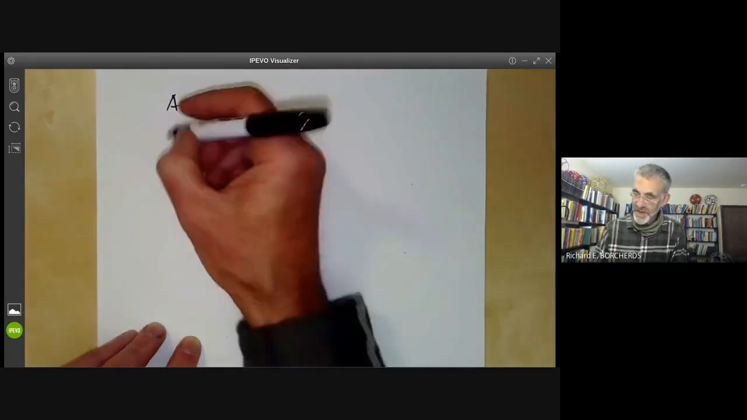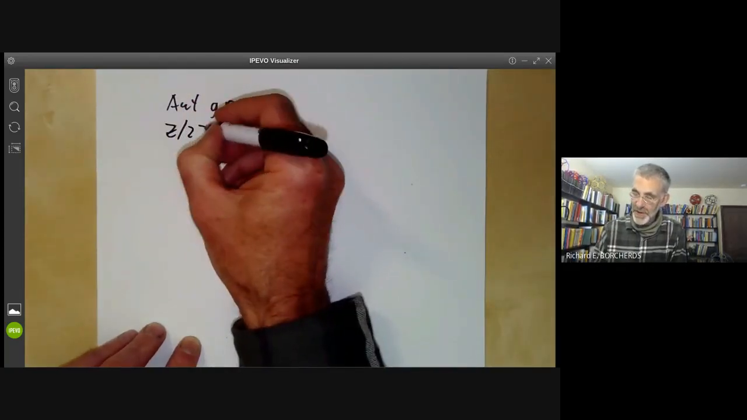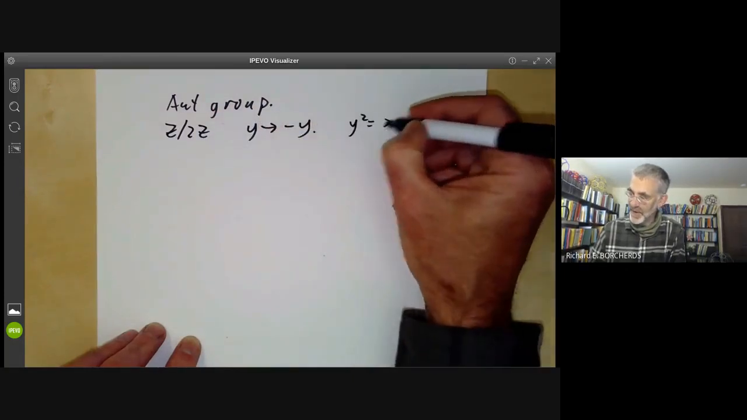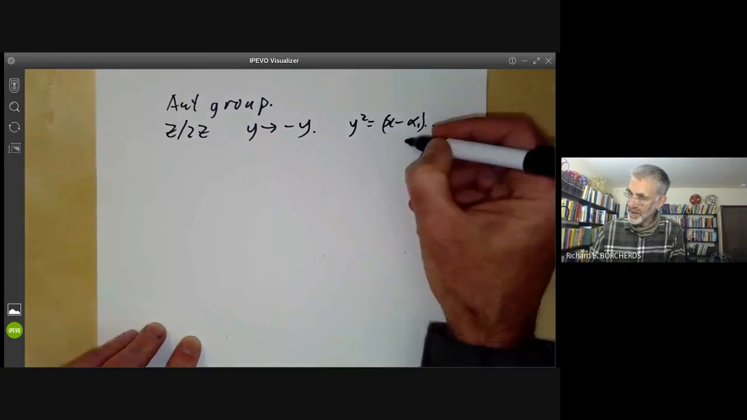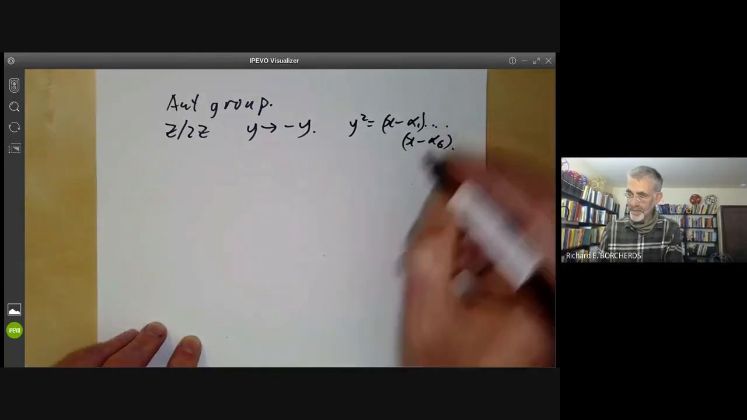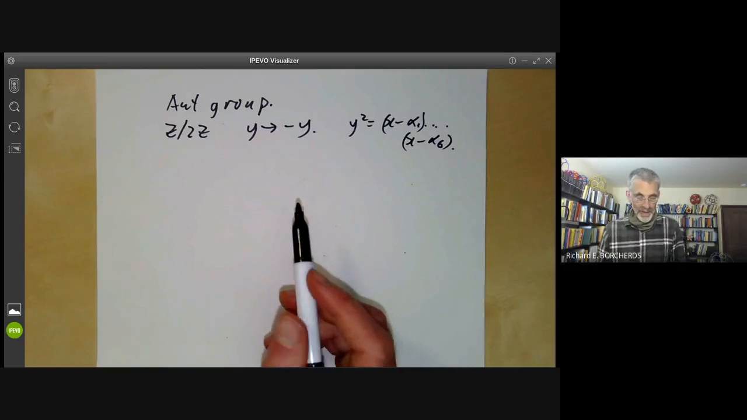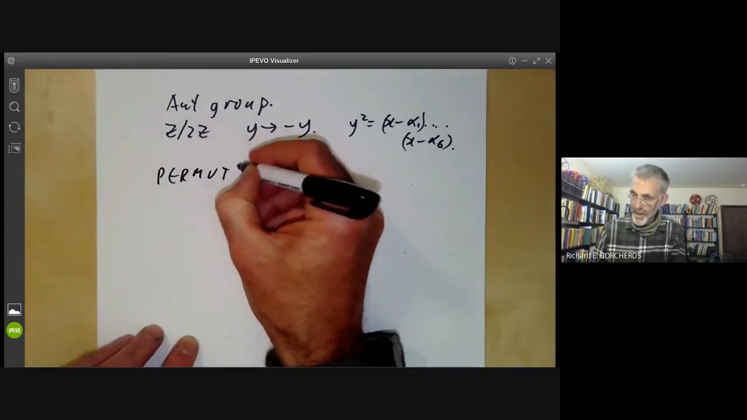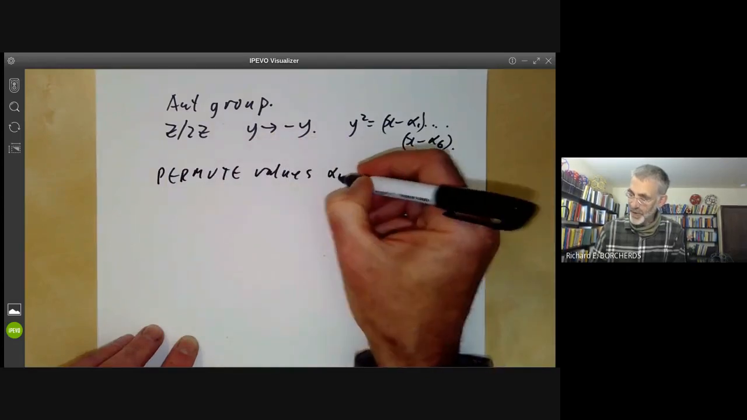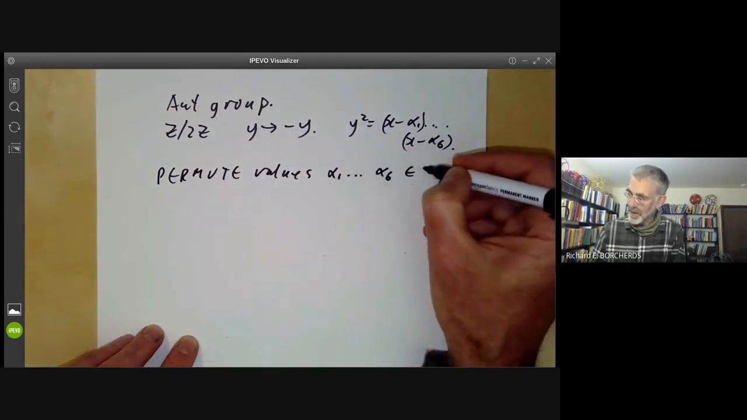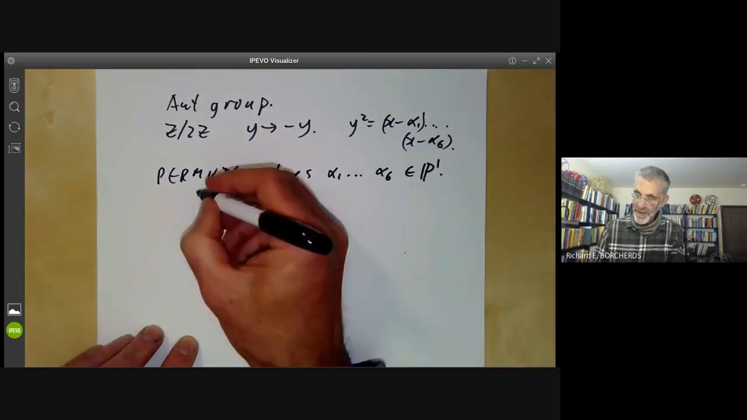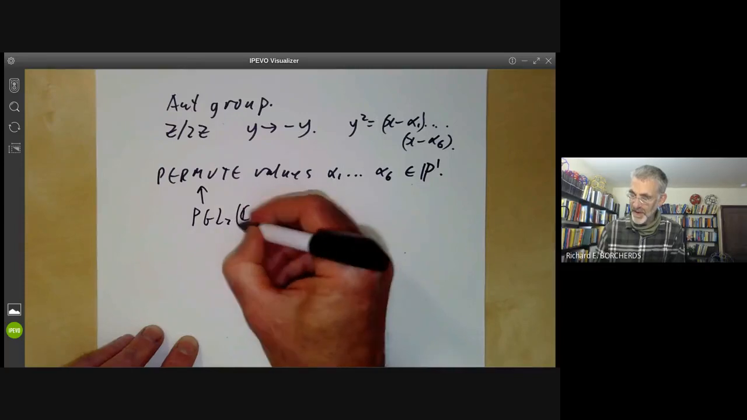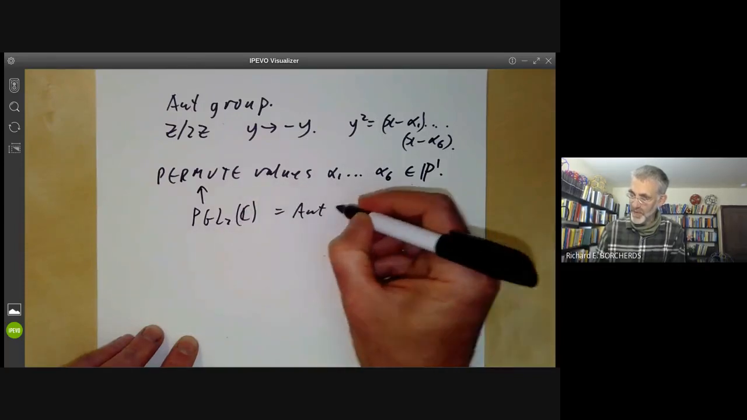From this, we can also work out the automorphism group of a hyperelliptic curve. First of all, it's got a group Z modulo 2Z taking y to minus y. Remember, y squared is equal to (x minus alpha 1) up to (x minus alpha 6). Secondly, you may be able to permute the values alpha 1 up to alpha 6, and these are all elements of P1. And these can be permuted using the group PGL2 of C, which is the automorphism group of P1.